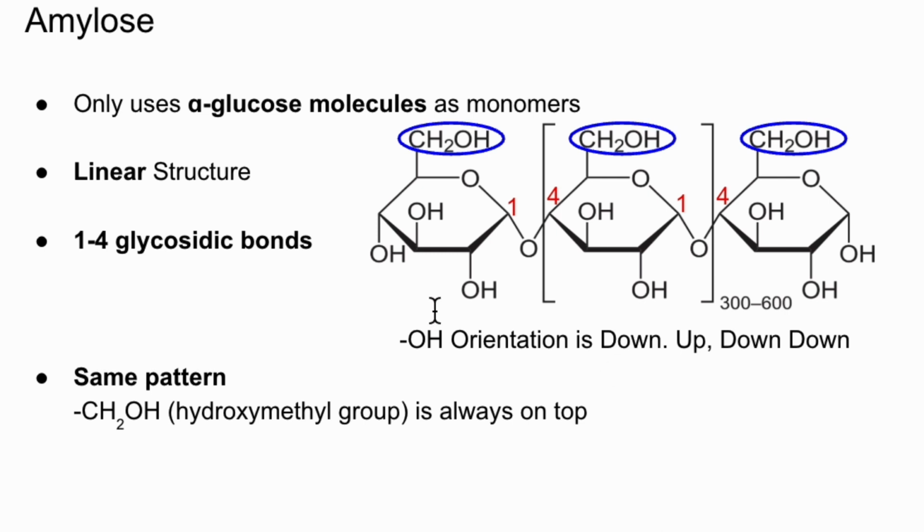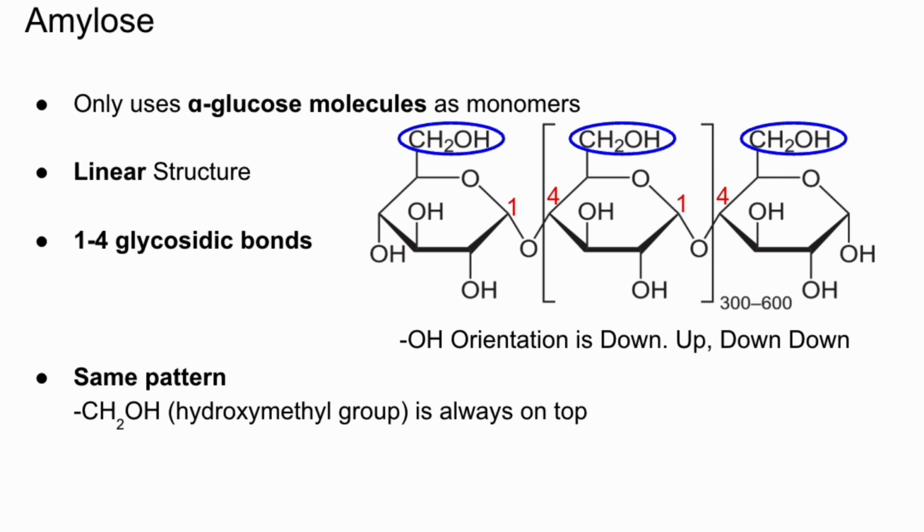Now, this consistent orientation is going to cause the amylose chain to naturally coil in a helical structure, and this helix makes amylose much more compact and relatively insoluble, which is very advantageous for storage purposes. It also explains why amylose produces a characteristic color change in the iodine test, as iodine molecules fit within the helical structure.